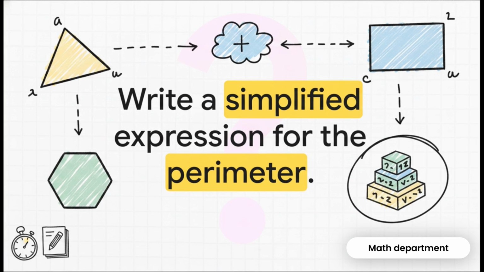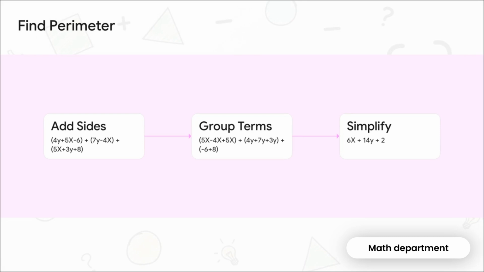Pause the explainer one last time, grab your notebook, and see if you can calculate the perimeter by adding these 3 algebraic sides together. Take your time, group your terms really carefully, and unpause when you're ready to check your work with me. Okay, let's check your work step by step.